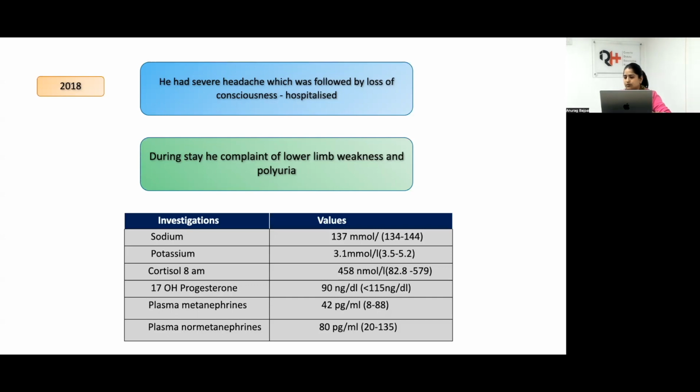That has led to the diuretic induced hypokalemia. Even the 17 OHP was done just to rule out the CAH variants. Metanephrines and normetanephrines were done just to rule out the CAH variants. Which variants are you thinking? Sir, in this boy, there is no history of precocious puberty, and there is no history of any in this.